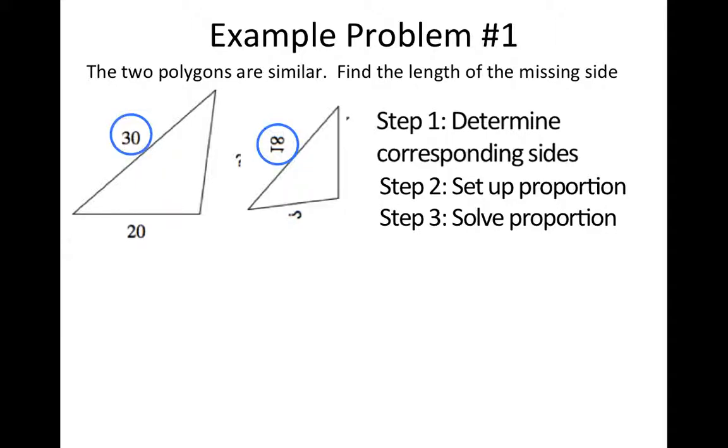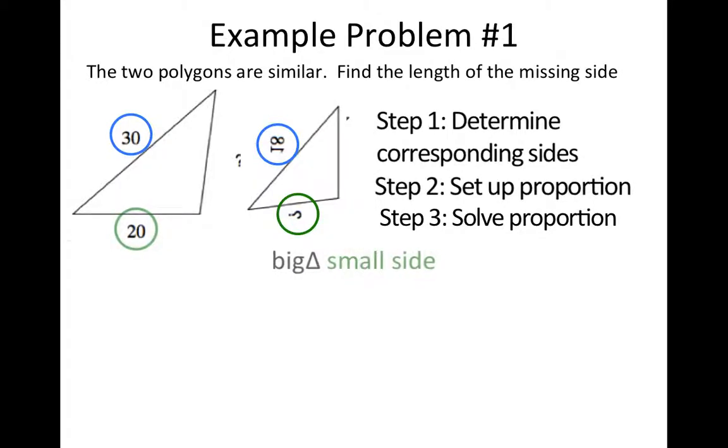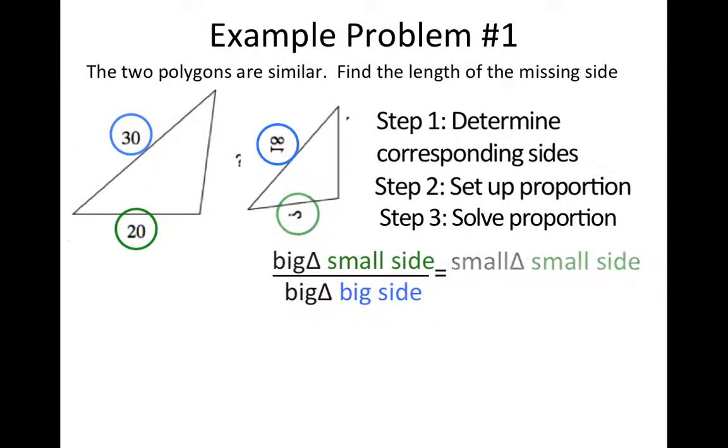Now, I need to determine the corresponding sides. Those two in blue, the 18 and the 30, correspond, and the one I'm trying to find and 20 correspond. The next thing I need to do is set up my proportion. And I can do that one of two ways. I can either say, on the big triangle, the small side to the big triangle, big side, is going to be the same proportion as for the small triangle, the small side to the small triangle, big side.